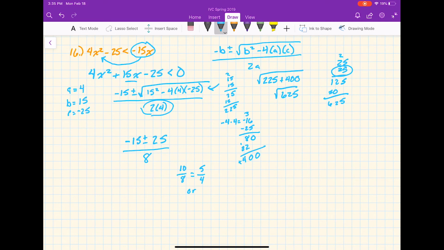Or we can go the other way, negative 15 minus 25, which is going to be, what is that, negative 40 over 8? Yeah, 25 plus 15, yeah, negative 40. Yep, over 8, which works out nicely to 8 goes into 40 five times, so we get negative 5. Now, remember, this is a less than. There's no equal to included here, so it's just less than. So we don't make the bracket. We do an open parenthesis, so it's negative 5 to 5/4. And that's the answer for number 16.